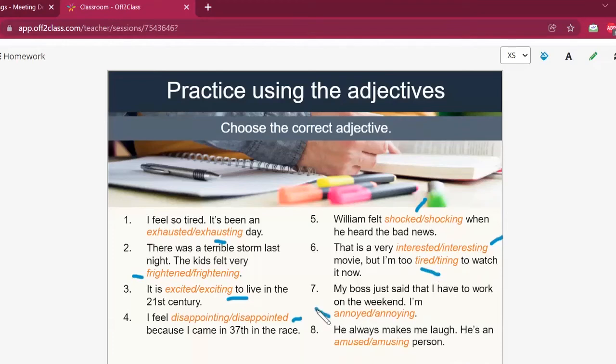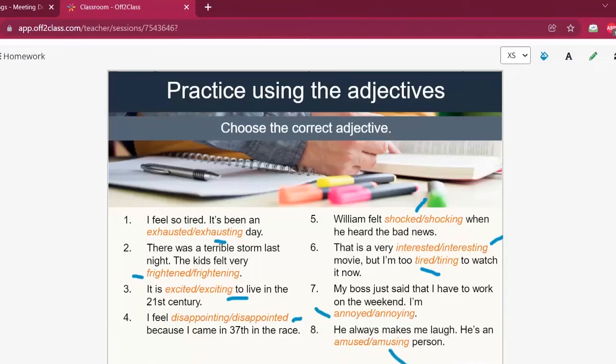Iman. He always makes me laugh. He is an amusing person. Amusing, meaning a fun person, it comes from the word amused. He always makes me laugh. He's an amusing person. I'm not giving my feeling, he is an amusing person. Okay.